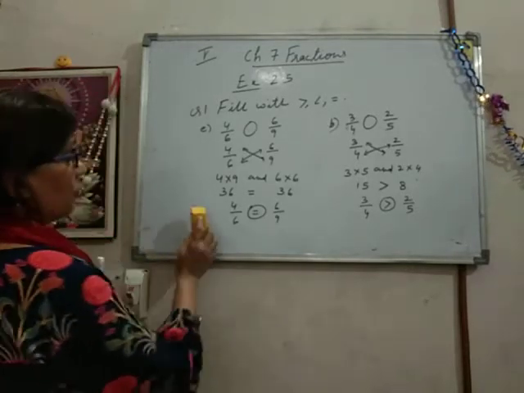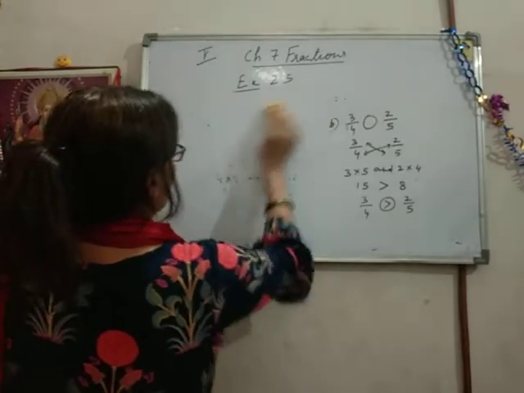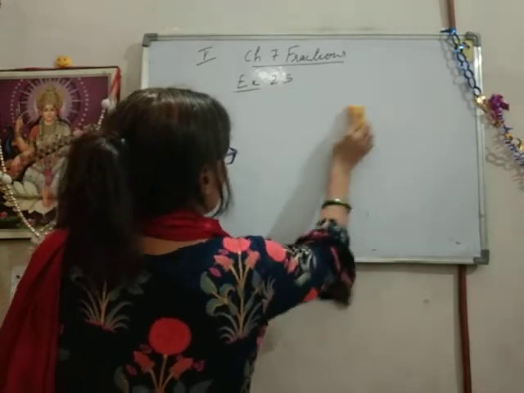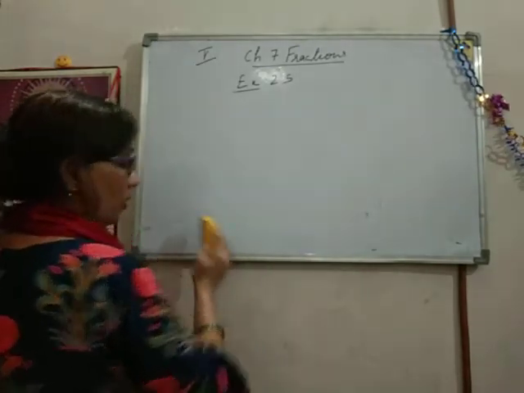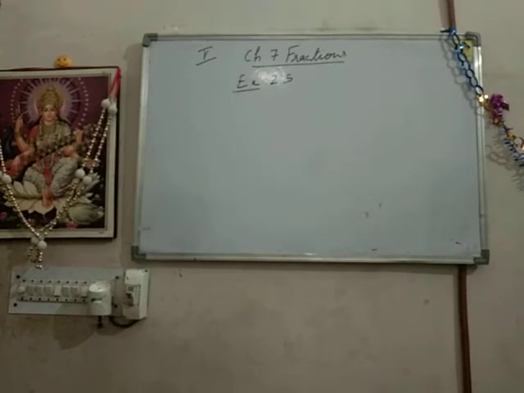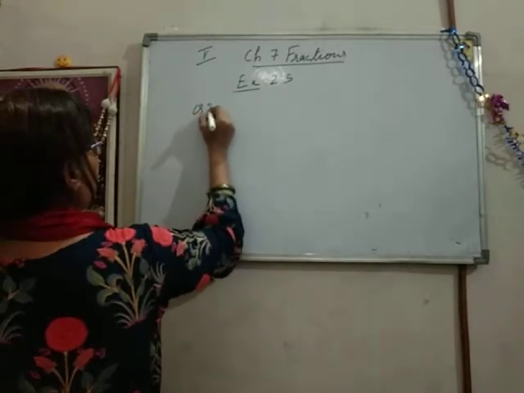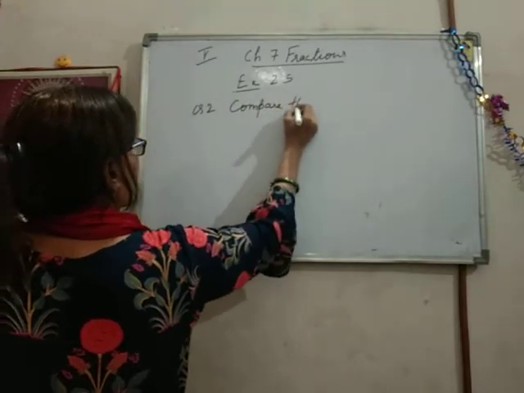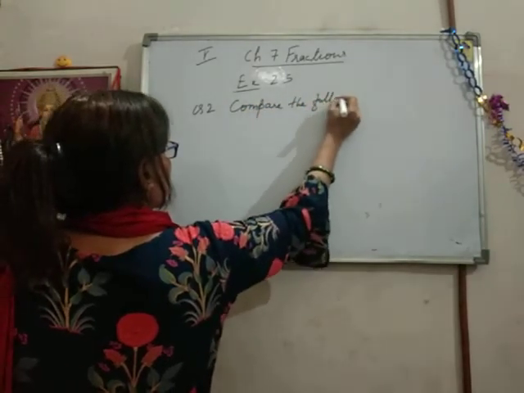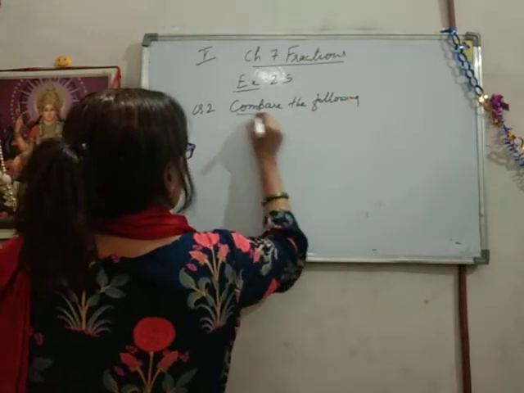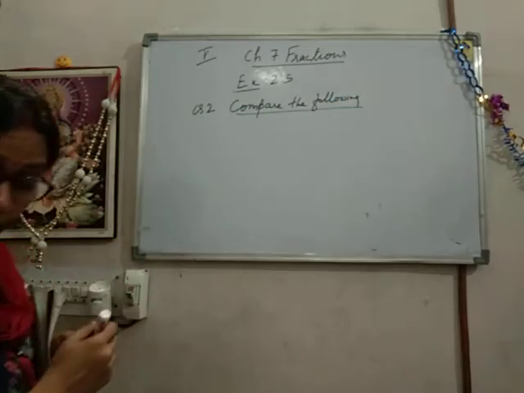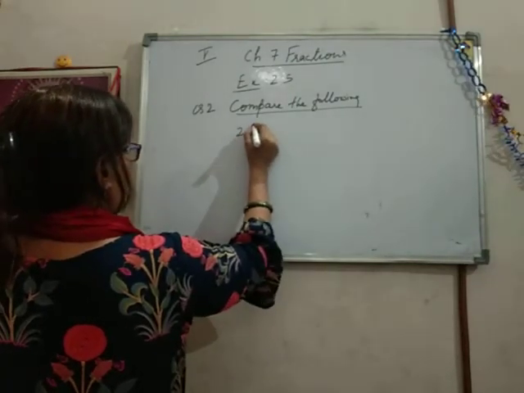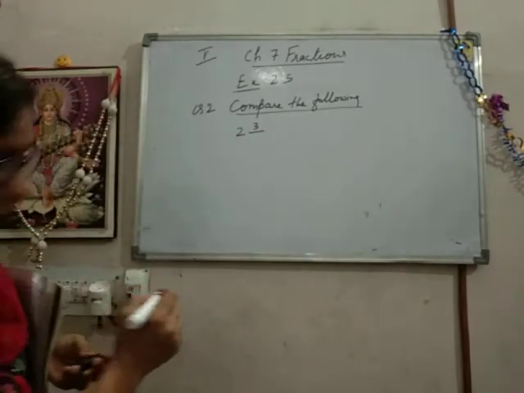Now see question number 2. May I rub this now? In the same exercise, question number 2, the heading of this question they have given in the book: compare the following. Here they are given as mixed fractions. Which are the mixed fractions having the combination of whole number and proper fraction? I will show it to you.